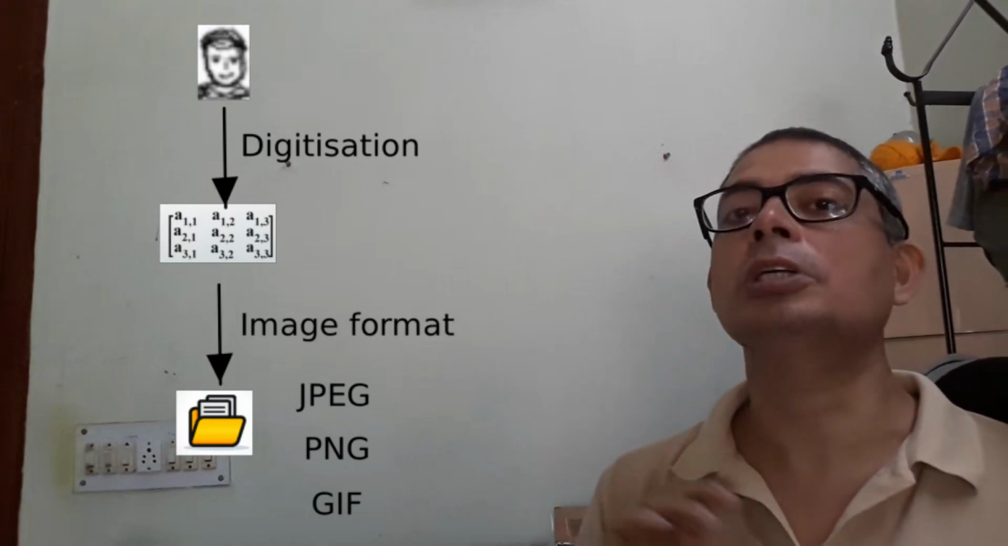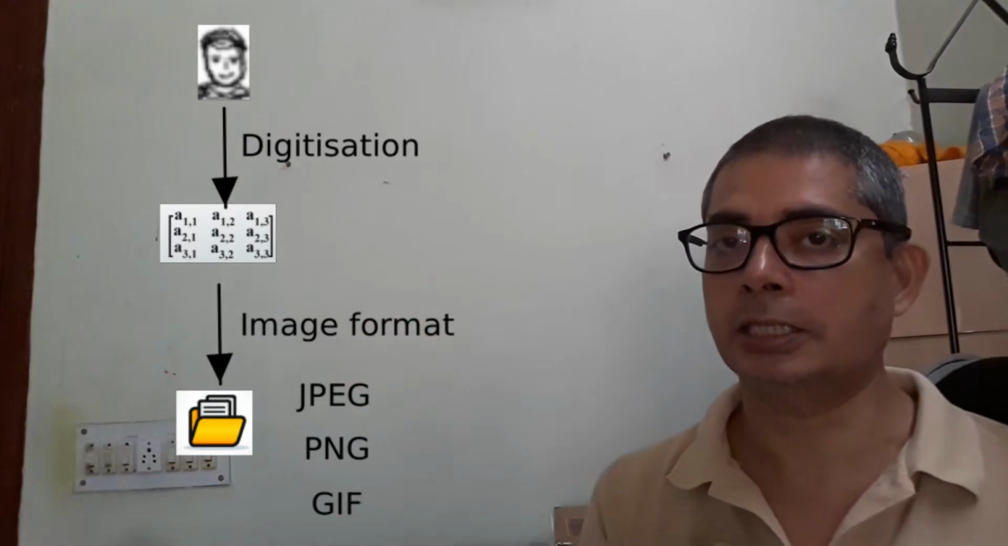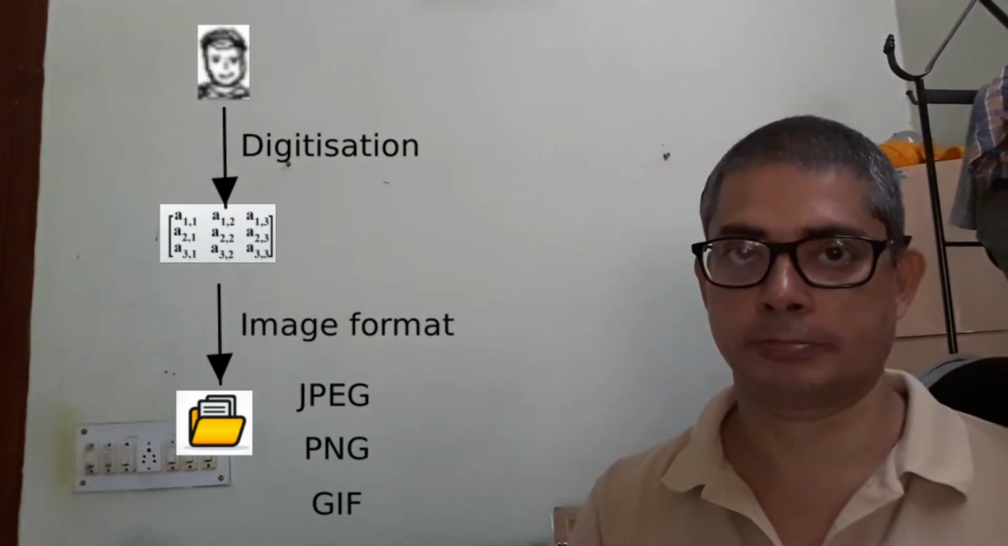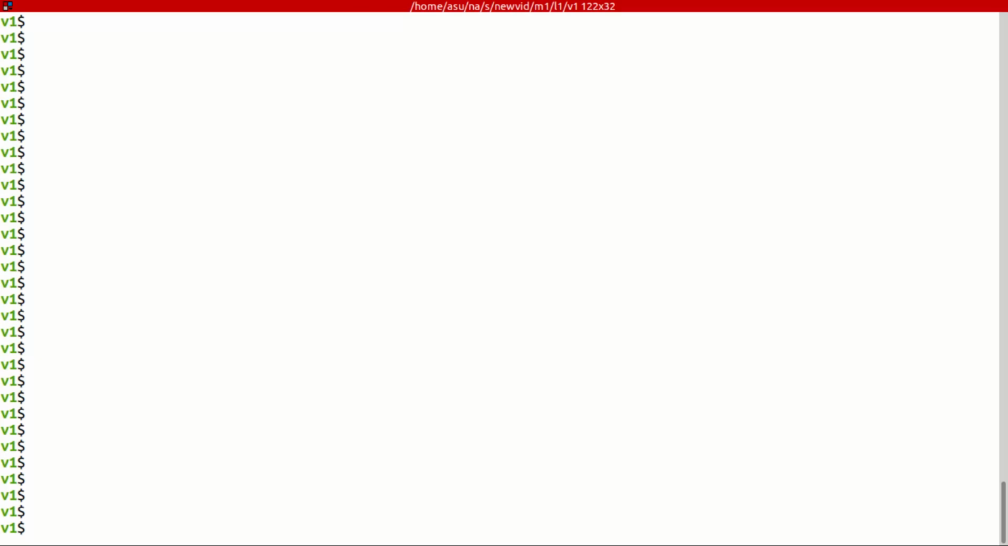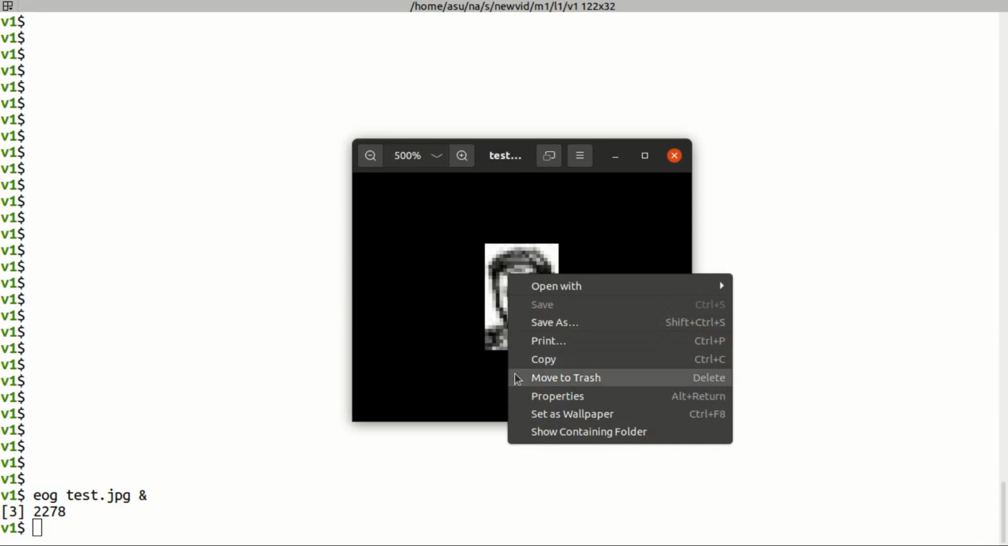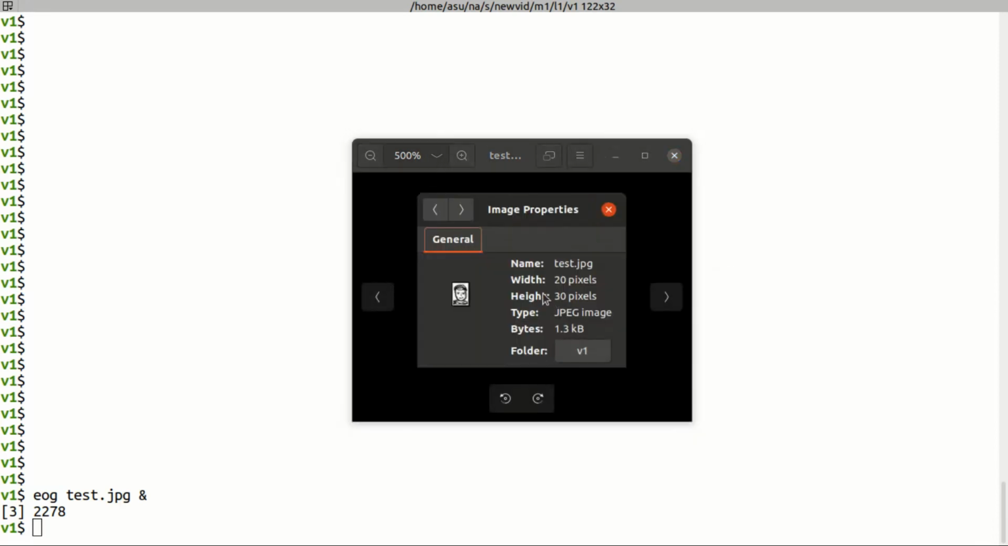Now we shall see how to invert the second stage. That is, given an image file, how do we extract the pixel values? Okay, here I am going to show you a JPEG file, test.jpg, and this is that little image that you can see. Maybe I will zoom in a little bit. Of course, I am not increasing the size of the actual image, I am just zooming in, and I will show you the size. It is width 20 pixels and height 30 pixels.